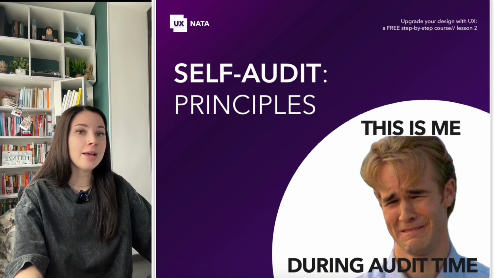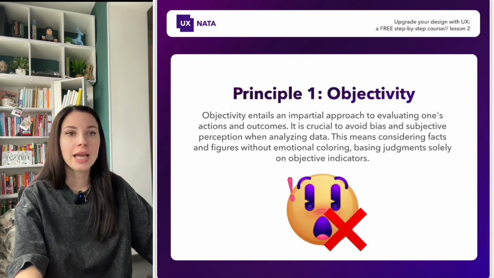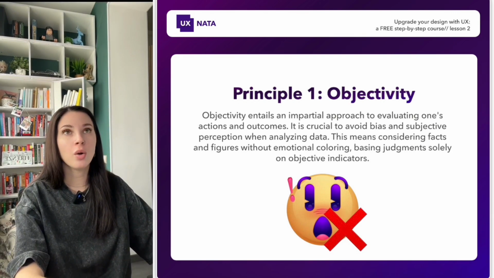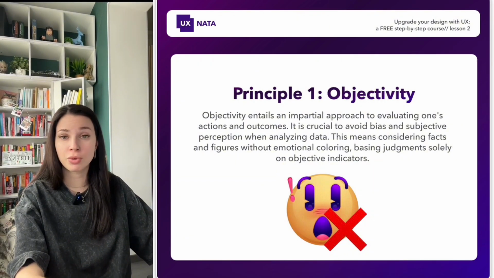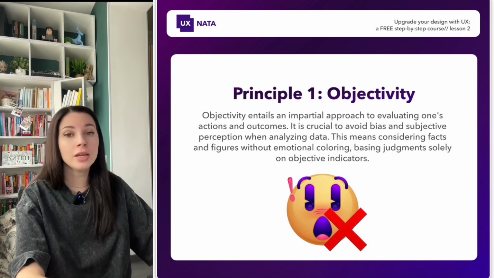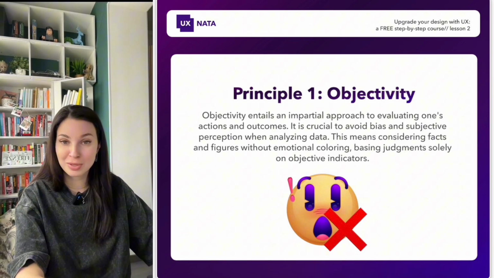So, self-audit principles. Objectivity entails an impartial approach to evaluating one's actions and outcomes. It's crucial to avoid bias and subjective perception when analyzing data. So, of course, you can say, okay, this website is very user-friendly, but you should be really critical of any websites, and more objective, specifically about your own website, not only about competitors.